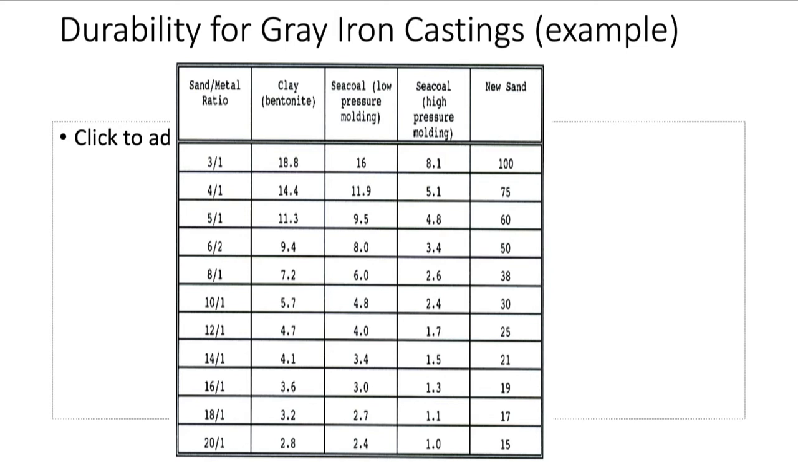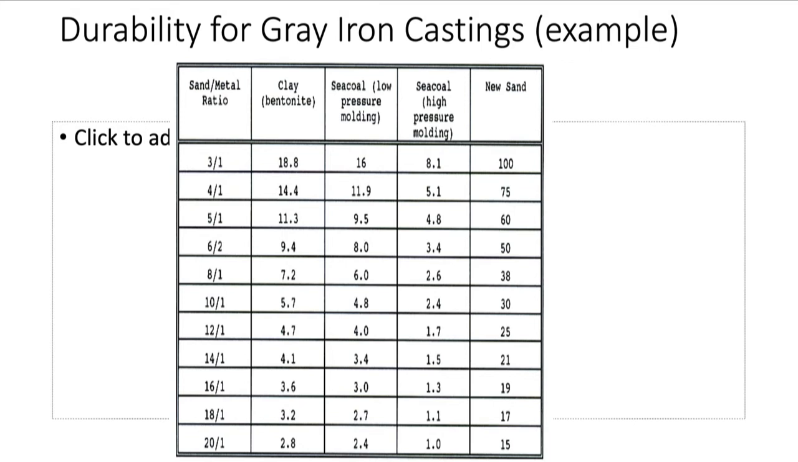And so as we increase the amount of metal for how much sand, or let's say the sand to metal ratio, as there's more sand and less metal, then you don't have to add as much clay. You don't have to add as much sea coal, which is an additive that keeps the metal from sticking to the sand. And you don't have to add as much new sand. Why do you have to add new sand? Because the sand grains break down due to this thermal cycling.